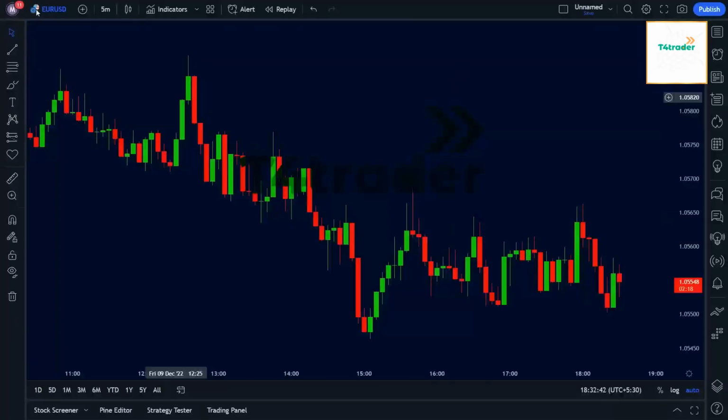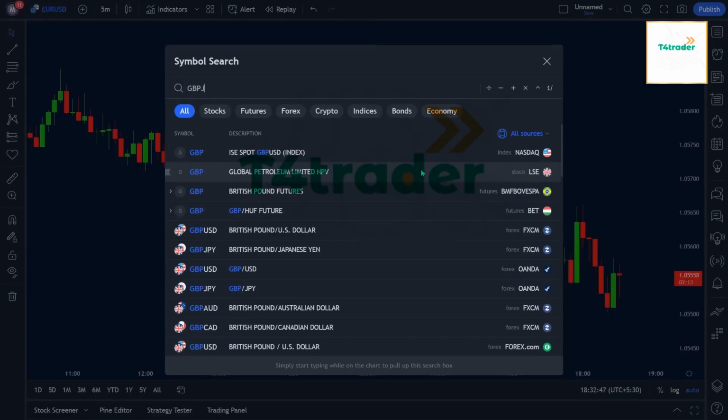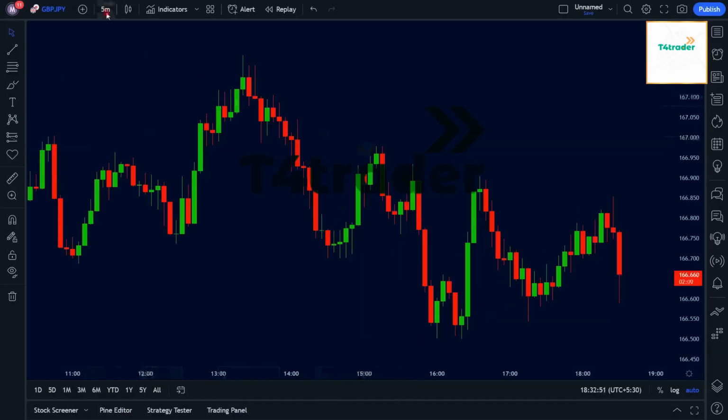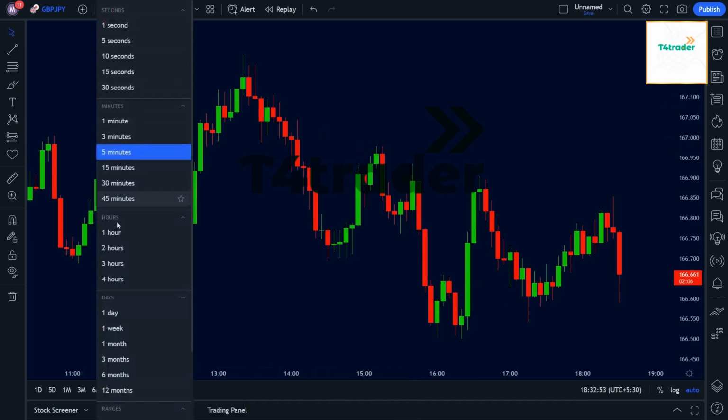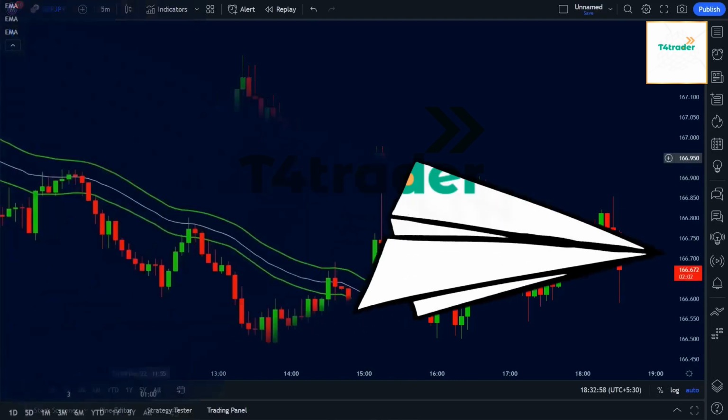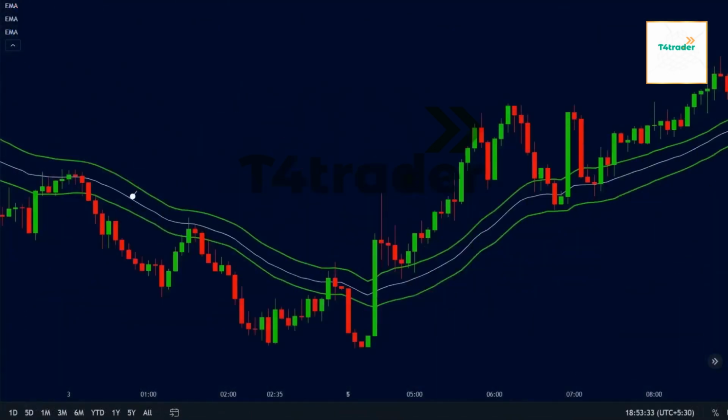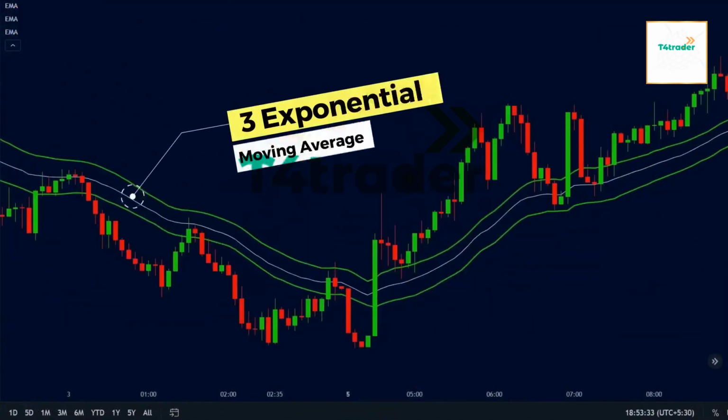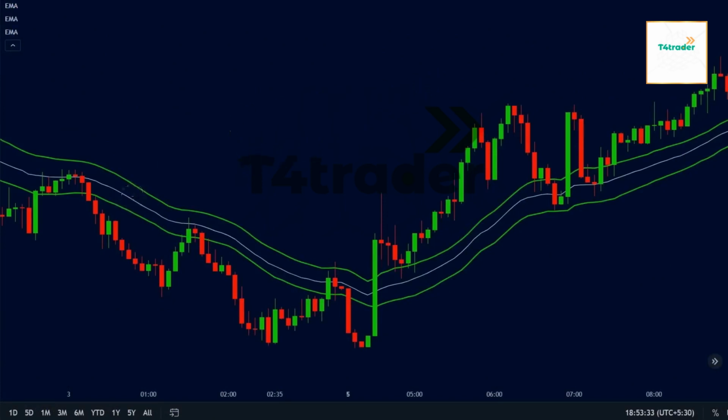First of all, open the tradingview.com website and then select the GBP/JPY currency pair. Next, I'll set my time to the 5-minute time frame for this strategy. But keep in mind that you can use this method on all time frames, and this strategy can be profitable on all of them. These three lines are just regular moving averages. The only difference between these moving averages is how they are set up with various settings.